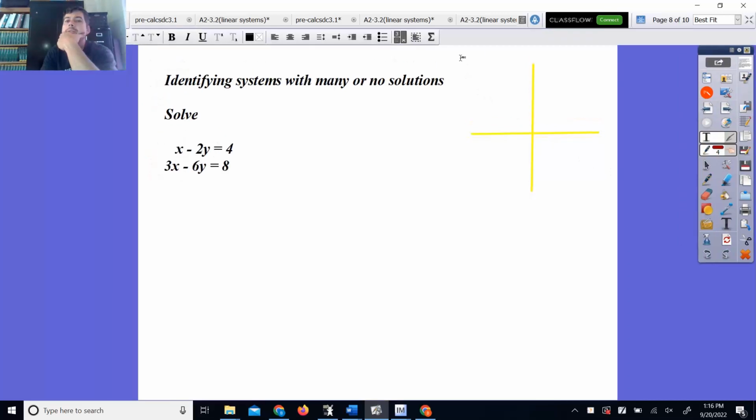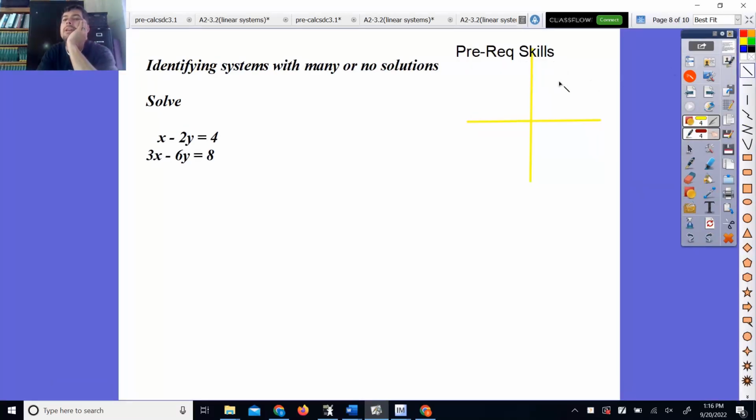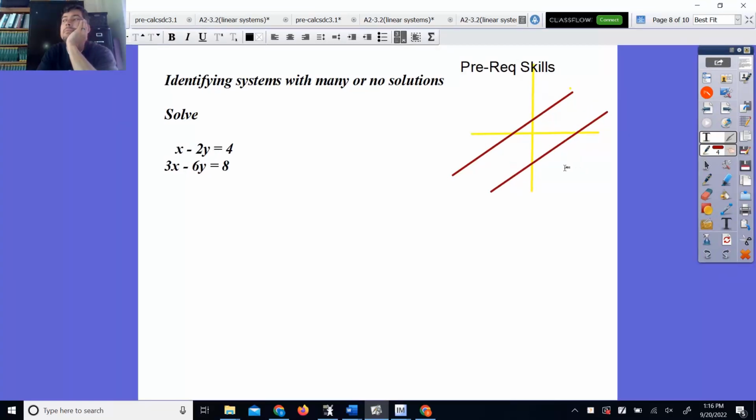So you need prereq skills. Prereq skills go back to Algebra 1. They actually have to deal with classification too, which I'm not going to talk about today. There is a set of parallel lines. Does a system of parallel lines have solutions? No. Parallel lines never intersect. No solutions.